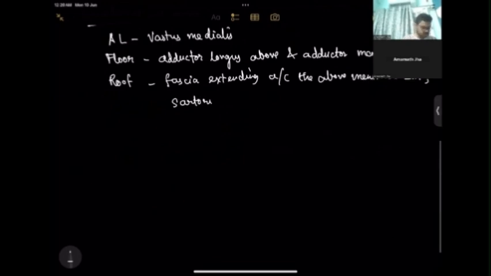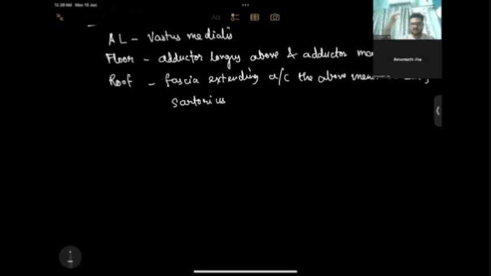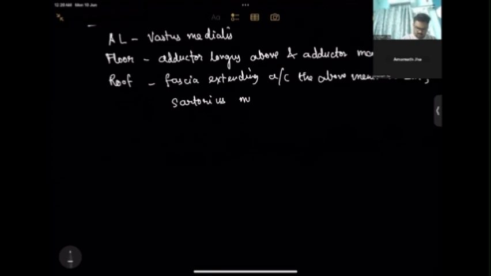Sartorius muscle. Also, the sartorius muscle is said to be a part of the roof, because basically it's the sartorius muscle, then the fascia lies on the fascial roof. When you say something about the sartorius muscle, it's best to talk about the subsartorial plexus over here also. So let's get into it.